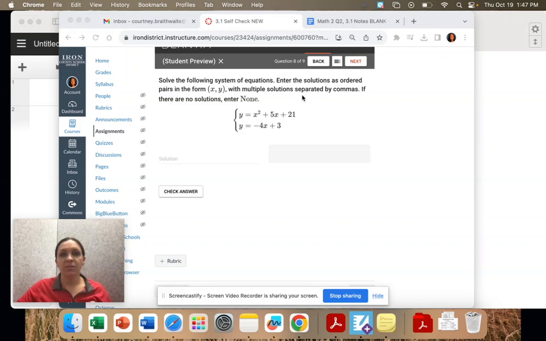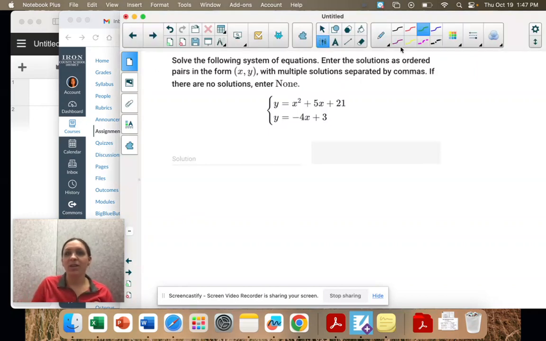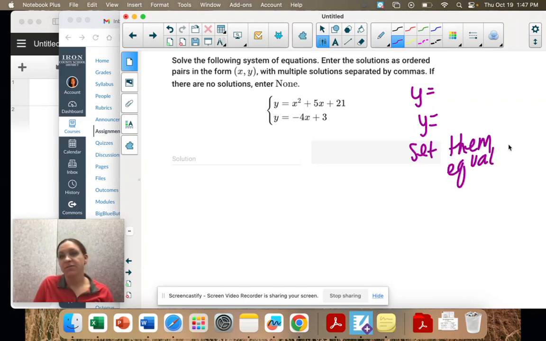Solve the following systems of equations. Enter the solutions as ordered pairs in the form x, y. So here we have two equations. They're both y equals, which means we set them equal to each other. Then solve.